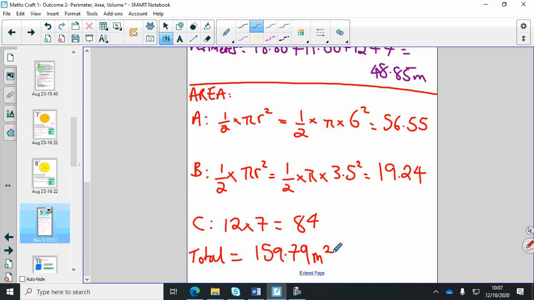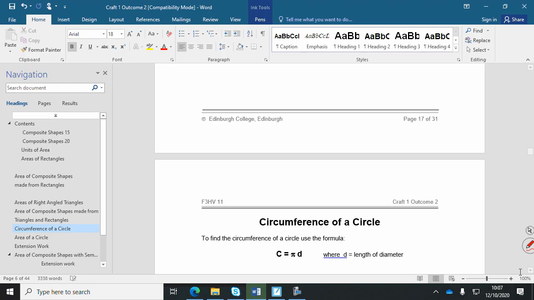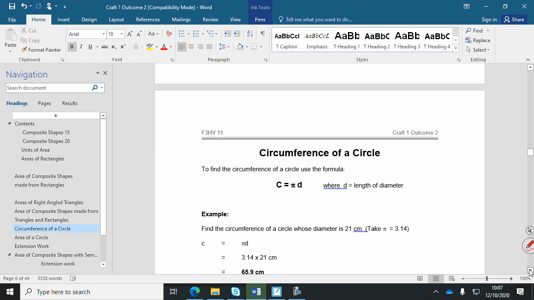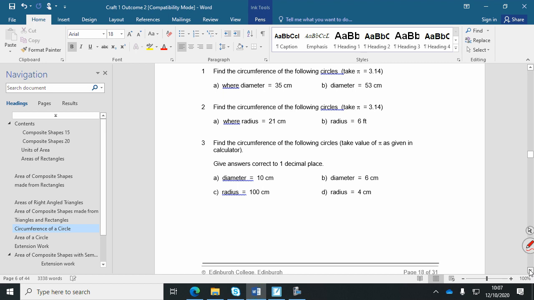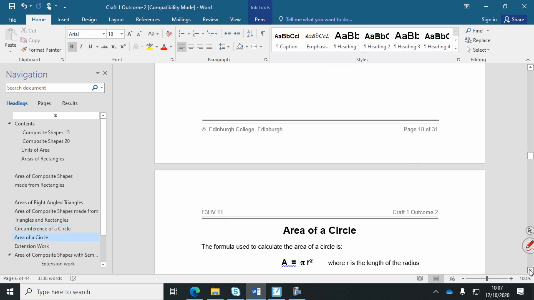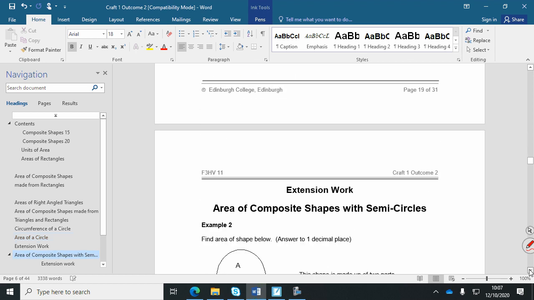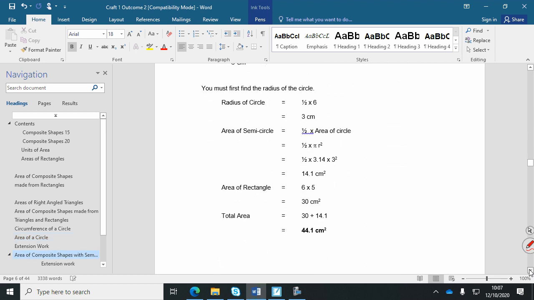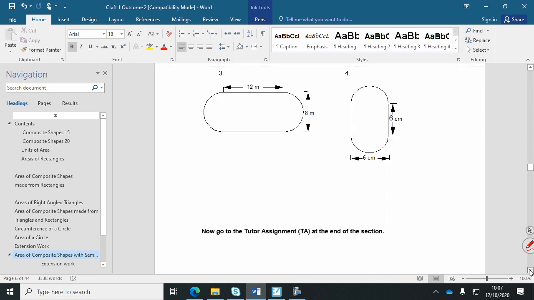Okay, so the work I would now like you to do is on Moodle, go to the outcome 2 workbook again, and do the examples on SAQ 3.5, which is on page 18, and then 3.6, which is on page 19, and then the extension exercise, which is on page 21. Okay, so that's the work for today.